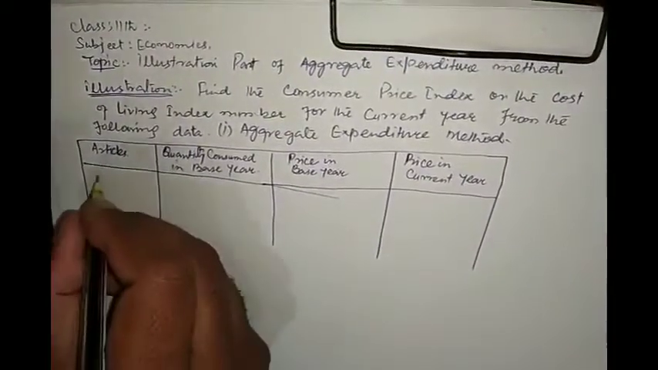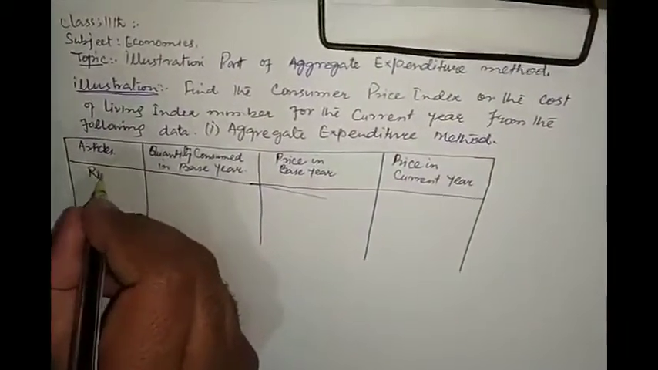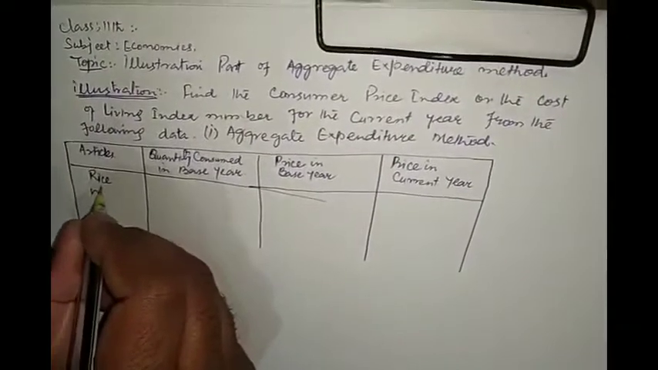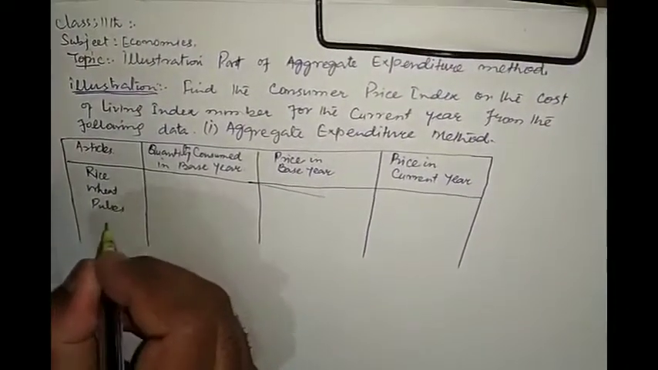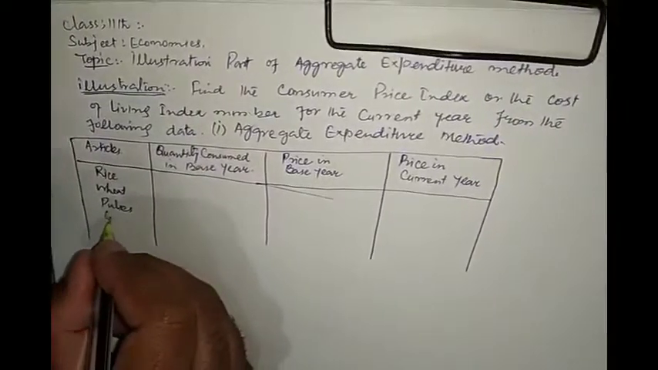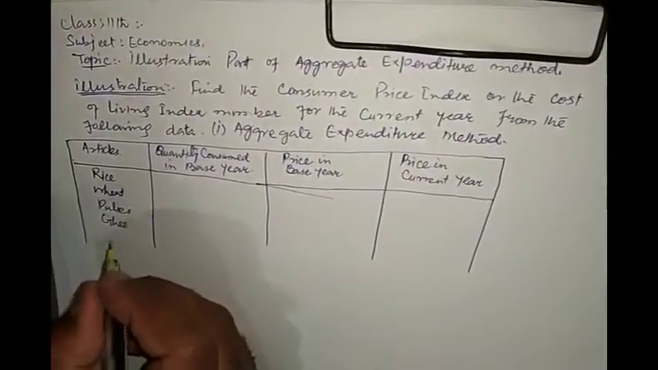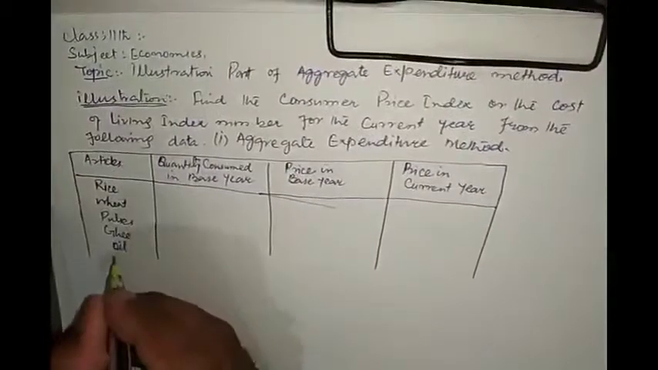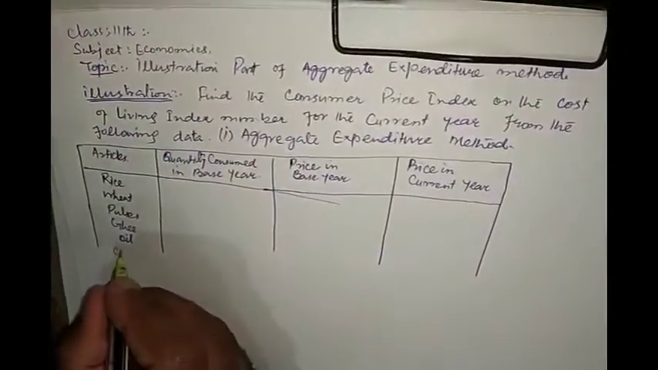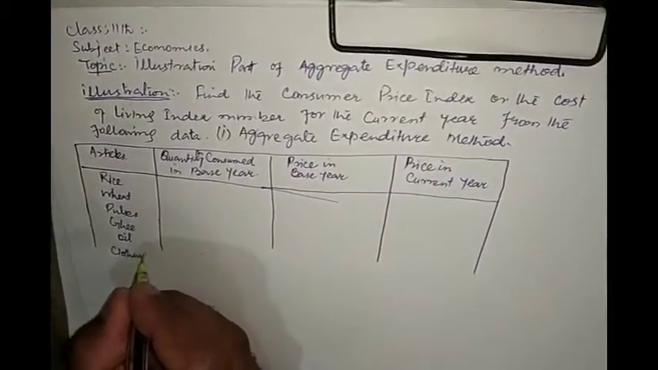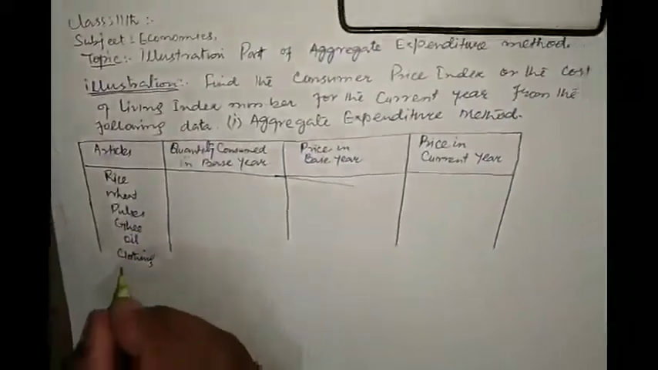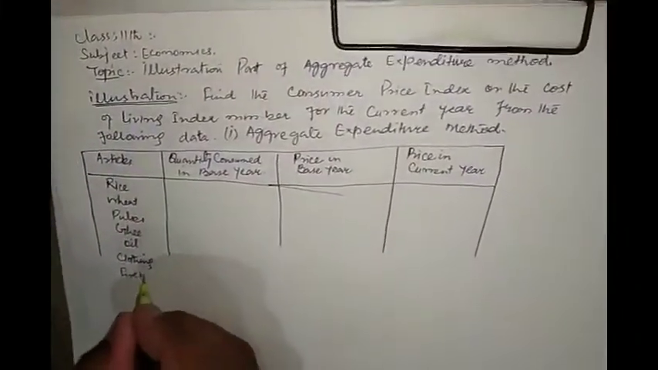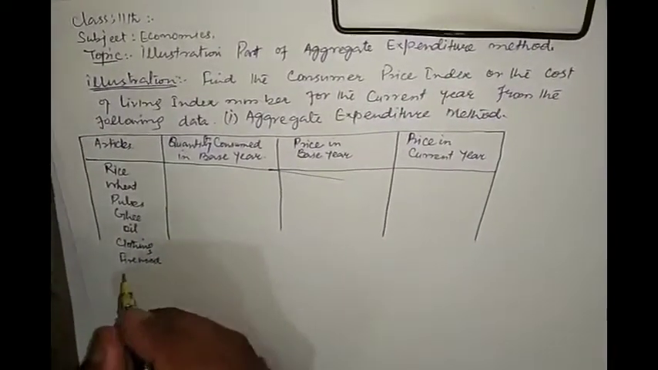Suppose we have articles as rice, wheat, pulses, ghee, oil, clothing, firewood, and house rent.